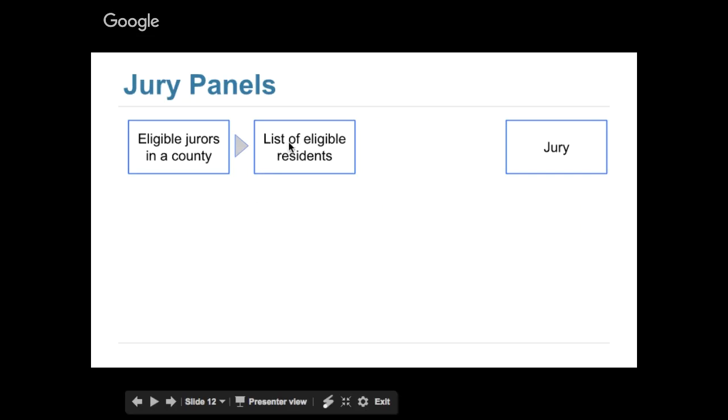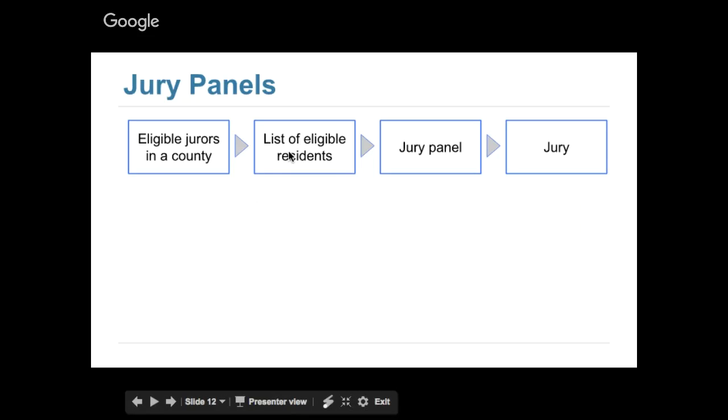But in the middle, there is a list of eligible residents. So we select out some of the eligible jurors. And then from the eligible residents, we select out a jury panel. And then from the jury panel, we select out a jury as the final people that make the decision in the court. Okay, so we have this.